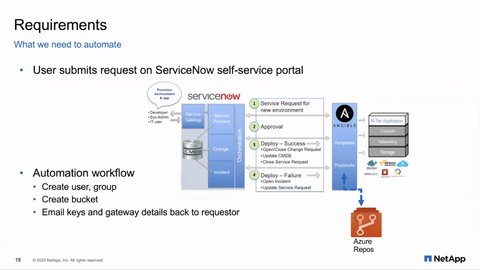Ansible Tower has the projects and templates for orchestration, which means that our object storage automation had to be using Ansible. So the automation workflow, as you can see here, is fairly simple at this point. It should create the user groups, create the bucket, and finally email the keys and the gateway details back to the requester.